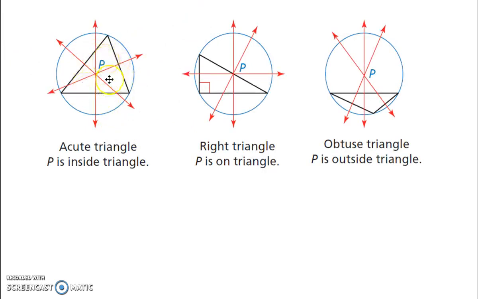So, quick little summary of that. If it's an acute triangle, then P, the circumcenter, is inside the triangle. If it's a right triangle, it is on the triangle, on the hypotenuse. And if it's an obtuse triangle, then it's going to be outside of the triangle. So if we do a bisector here, then that wouldn't meet the bisector on the long side inside.